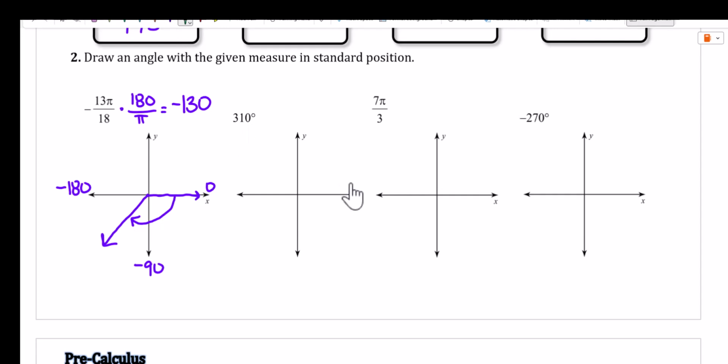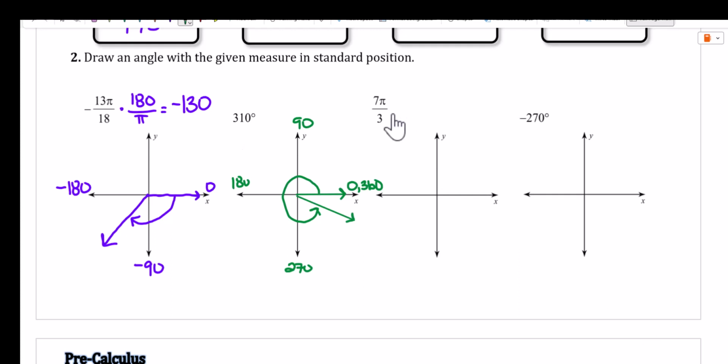All right. Here, we got 310. All right, so we know this is 0. We're going counterclockwise because it's positive. So this is 180, this is 270, and then all the way back up here is 360. So here, we're going to be pretty close to that 360. This is our initial leg right here. And we're going to draw our arrow all the way around, showing how we traveled 310 degrees.